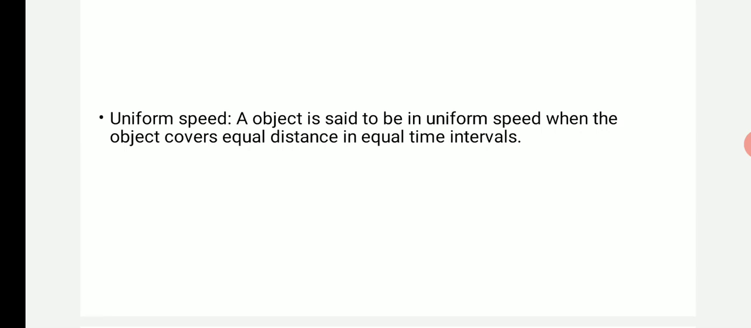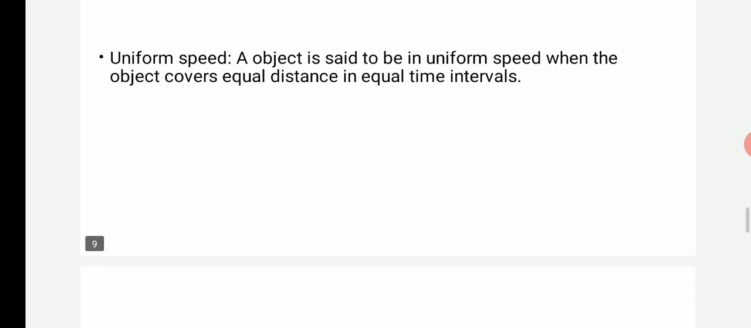Uniform speed. What is uniform speed? An object is said to have uniform speed when the object covers equal distances in equal intervals of time. Let us take one example. For example, I am going to market. The market is some 1000 meters away from my home. If I am covering 1 meter in 3 seconds, 1 meter in 3 seconds and the next meter in 3 seconds, my speed is the same for 3 meters. That is called uniform speed.